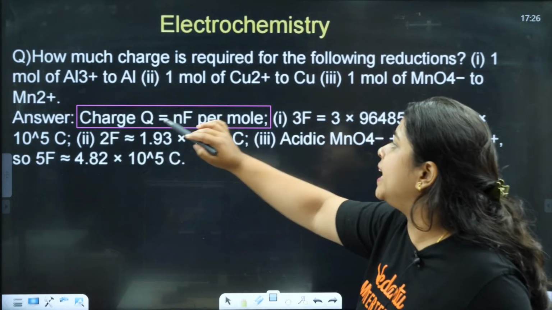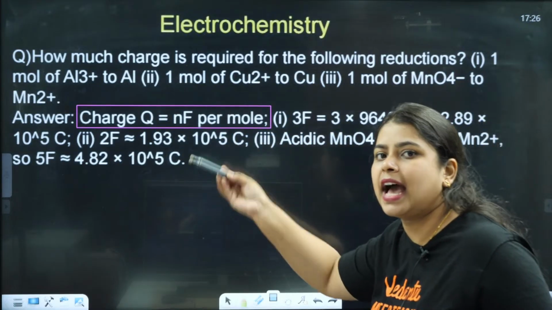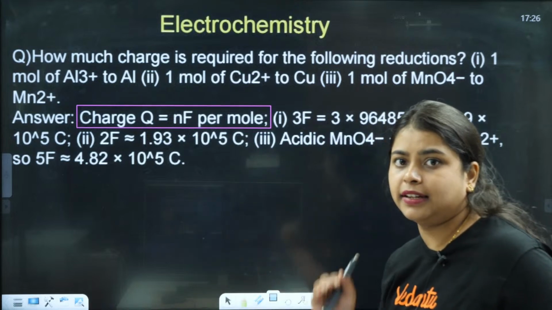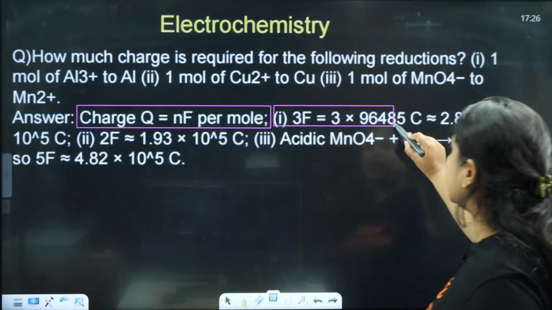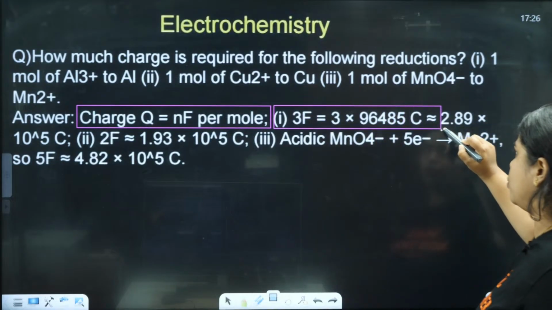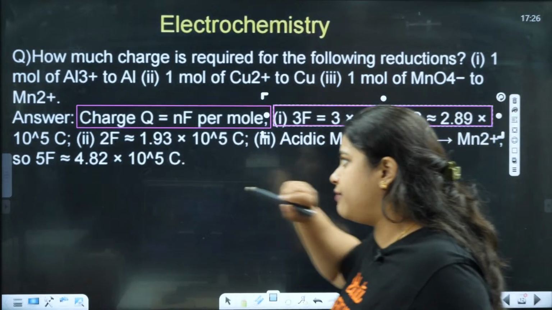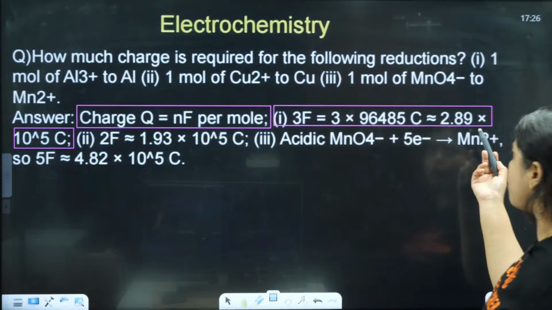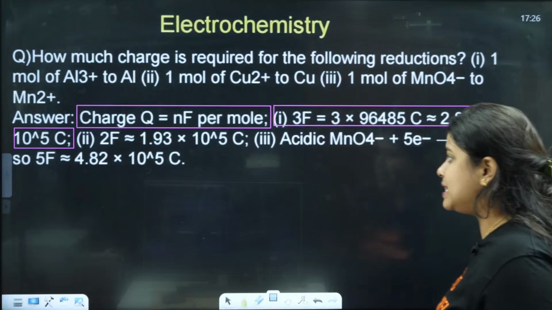First one, 1 mole of Al3+ to Al means 3+ to 0, it is accepting 3 electrons, that is how the reduction happens. So Q is 3 into 96485 coulomb, which we already know. That gives 2.89 into 10 raised to 5 coulomb. This will be the answer for this.